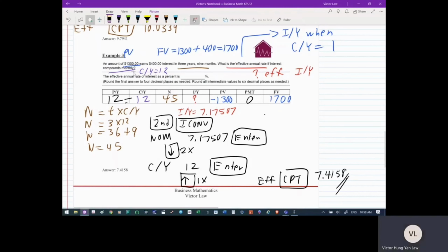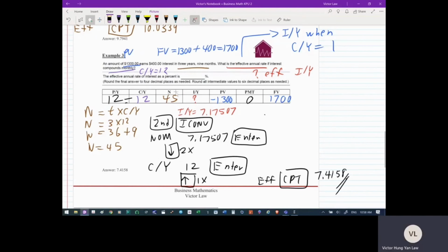Then we're given that the interest rate is compounded monthly, so our CY is 12. And this is for 3 years and 9 months. To calculate N, N equals T times CY. So 3 years, 3 times 12, we get 36, plus the 9 months. 9 months is 9 periods. So 36 plus 9 gives you 45. In total, 45 periods, or 45 months, in 3 years and 9 months.